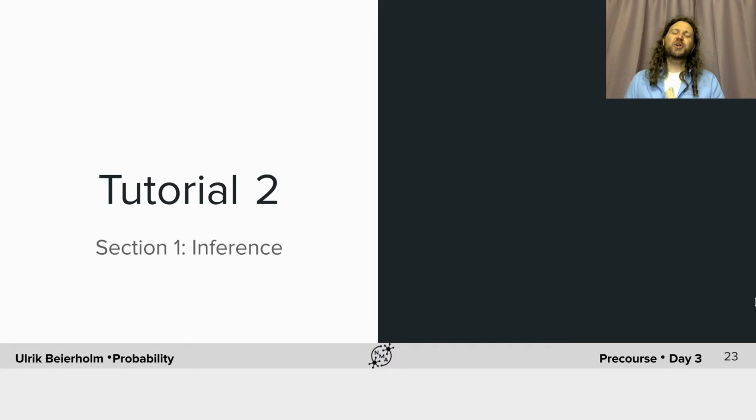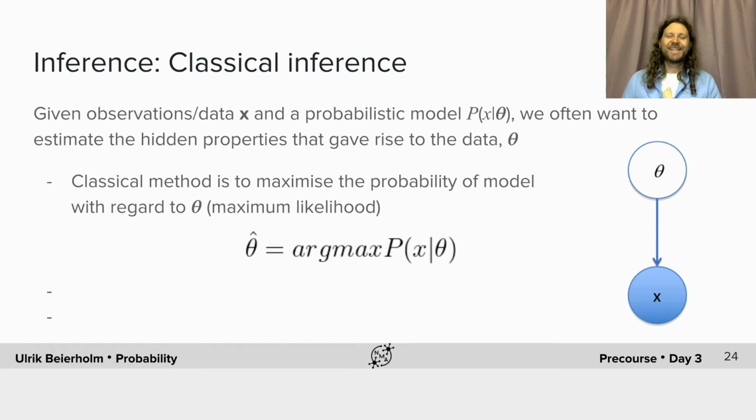In the second tutorial we are especially going to look at something that I was hinting at during the first tutorial, the problem of how to do inference. And the classical way to do this is where you have a certain data set that you've received and you have a model of how it might have come about.